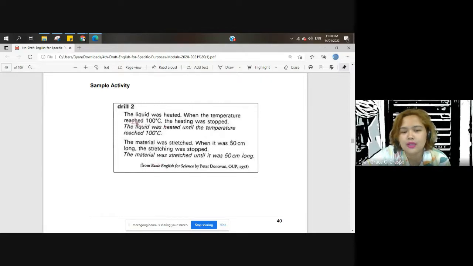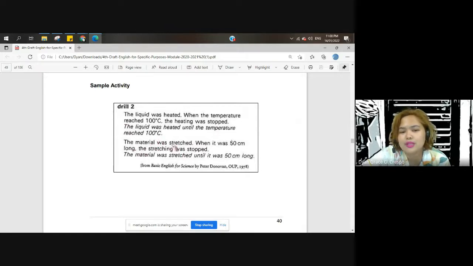Okay. Tingnan niyo 'tong dalawang drill. Okay? The liquid was heated. When the temperature reached 100 degrees, the heating was stopped. Okay? So, the liquid was heated until the temperature reached 100 degrees. Same lang din sila ng pattern nito.